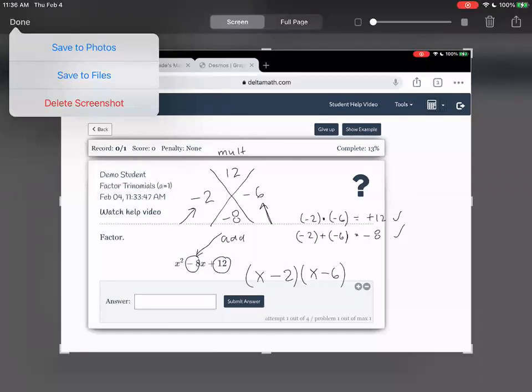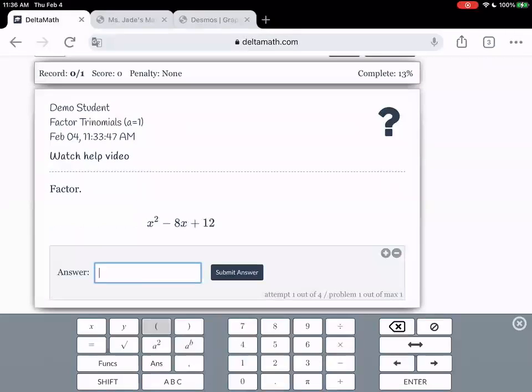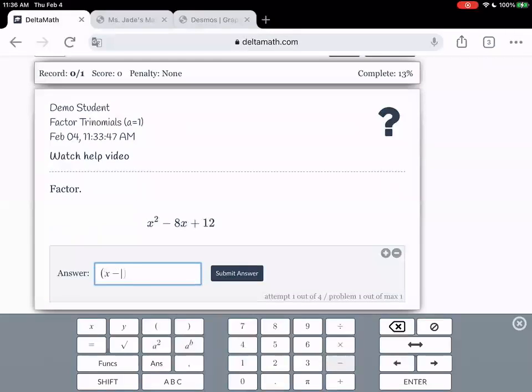Okay, now let me go onto this end. X minus 2, x minus 6. All right, and then I'm going to submit.